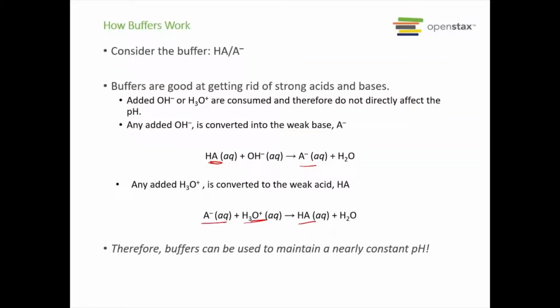So now let's look at a generic buffer, some HA acid and its conjugate base A-. Buffers are good at getting rid of strong acids and bases. So you add some OH- or hydronium, H3O+, they're going to get consumed and then not directly affect your pH. So your OH- is converted to weak base A- because it reacts with your acid in solution. Whereas hydronium is converted to weak acid HA because it reacts with your A- base. So buffers can be used to maintain a fairly constant pH.